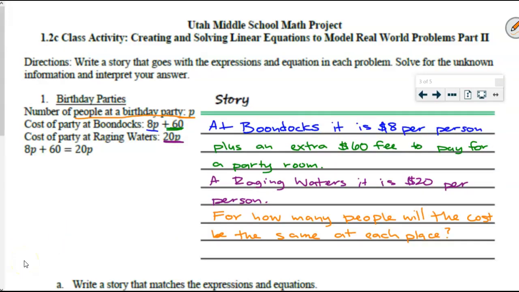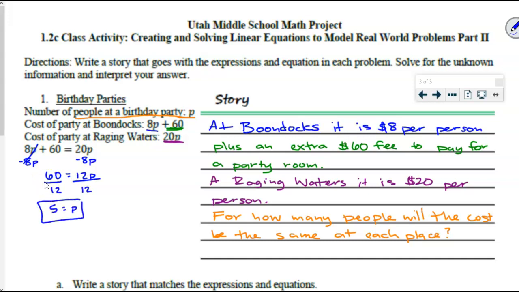All right, let's solve this. Equation's already written, so now it's just time to solve. I'm going to move the P's so that they're only on one side of the equation, so I'm going to go ahead and subtract 8P from each side. That leaves me with 60, which is equal to 12P. We can go ahead and divide each side by 12, and that's how we get 5 is equal to P.